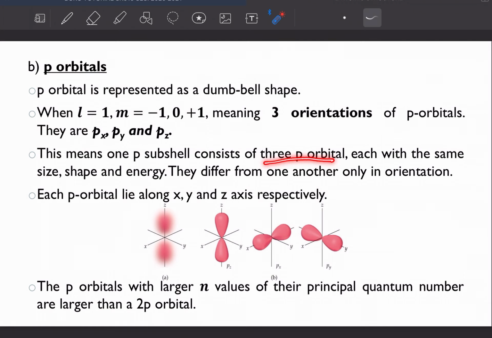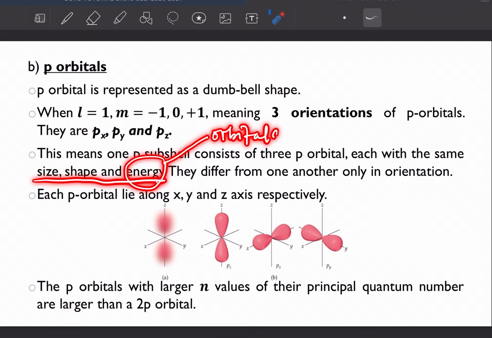So these 3 p orbitals tadi, px, py and pz, each have the same size, shape and energy. Maksudnya dia punya size, shape and energy adalah sama. They only differ from one another in orientation. Dia duduk dekat axis mana berlainan. Itu je yang berlainan. Yang lain size, shape and energy sama. Energy yang sama maksudnya orbitals tu adalah degenerate orbitals, same energy. So this is the shape of your p orbitals, like I drew just now.